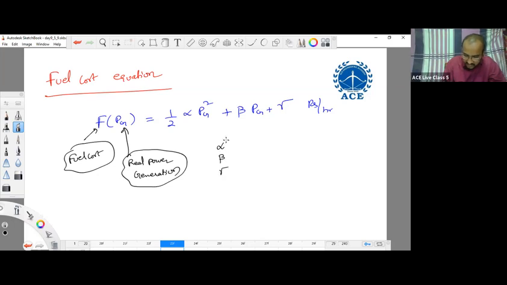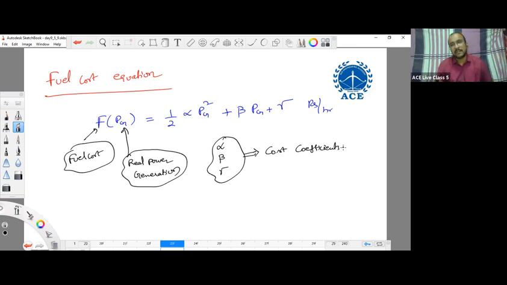And what about alpha, beta, gamma? Alpha, beta, gamma are known as cost coefficients. On what factors do alpha, beta, gamma depend? On both physical and technical constraints. Alpha, beta, gamma depend on both physical constraints and technical constraints.